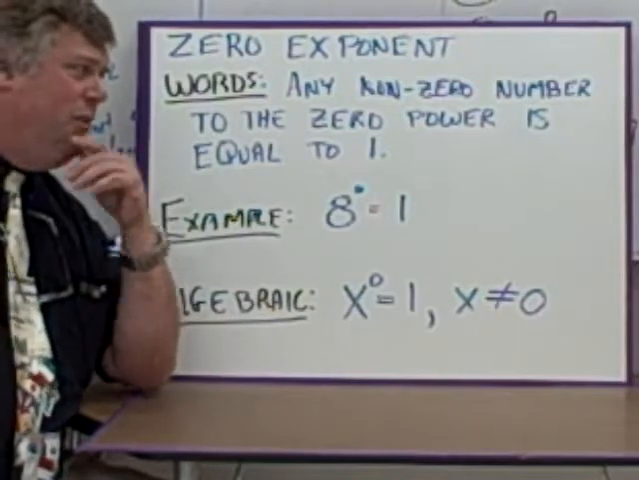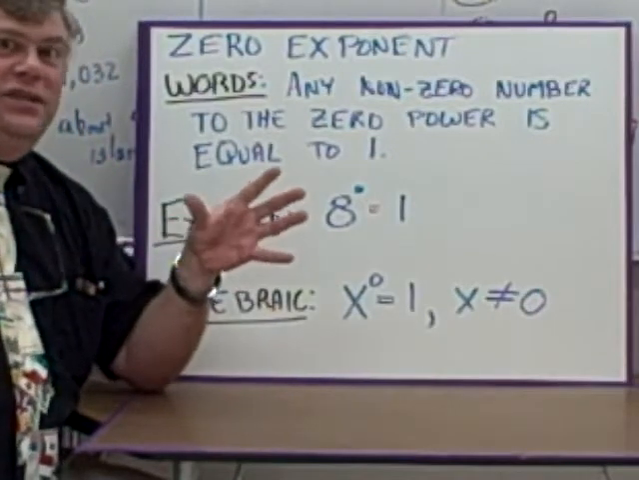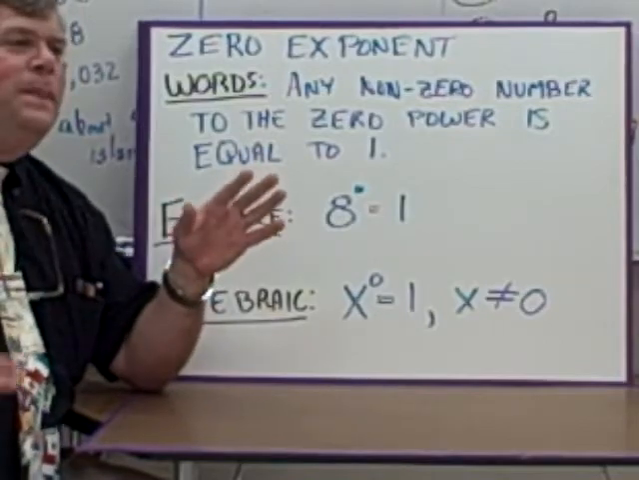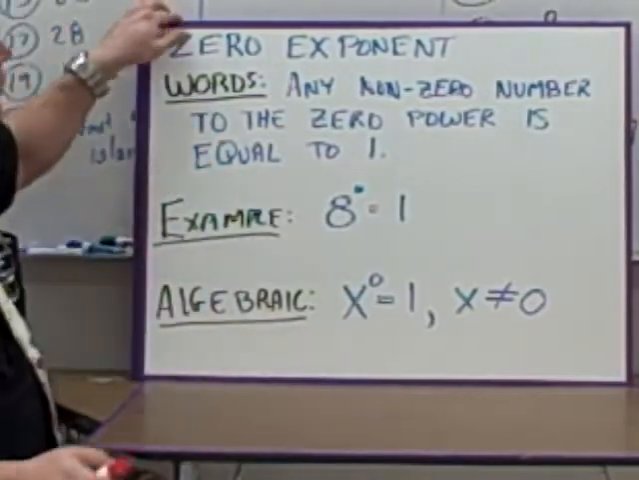A lot of people have trouble grasping this concept that anything to the 0 power can be 1. Everyone seems to think that it should be 0. Let's take a look and see why it's 1.